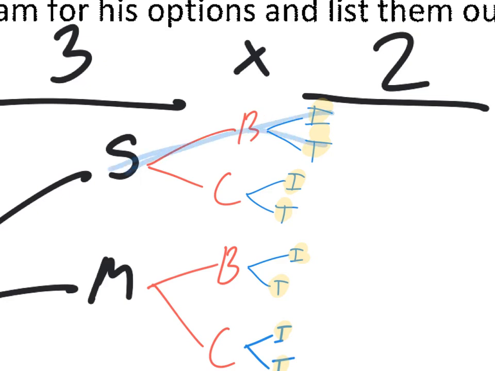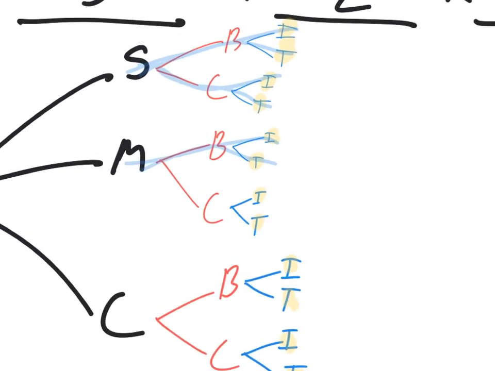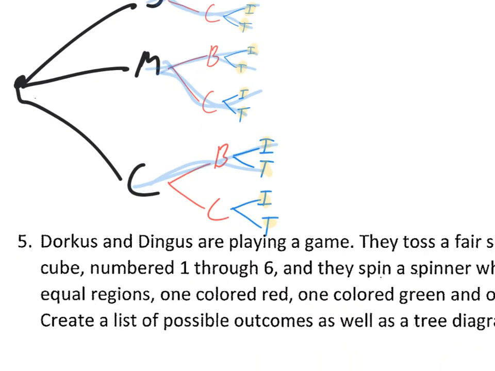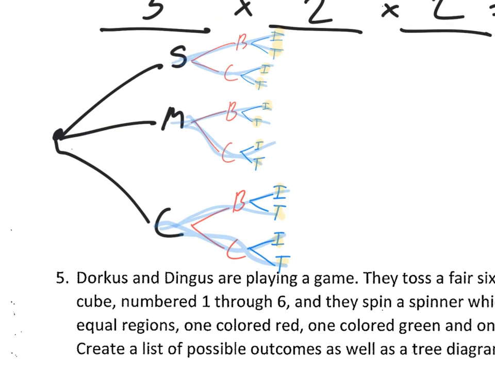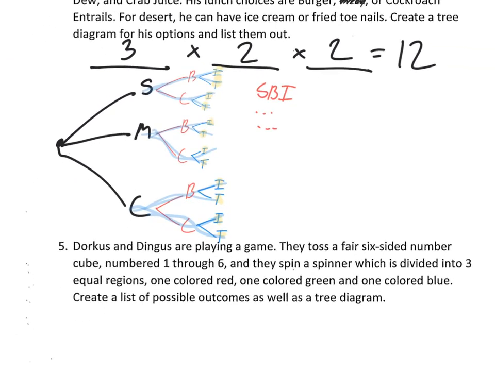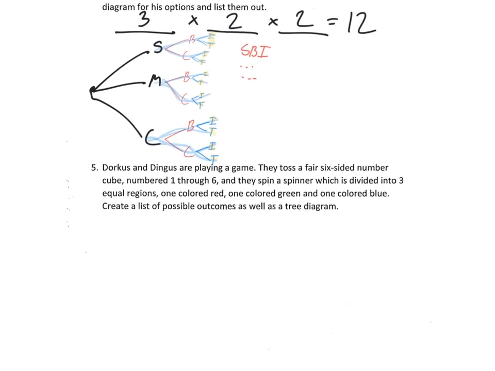SBI, SBT, SCI, SCT, MBI, MBT, MCI, MCT, CBI, CBT, CCI, CCT. I mean, those are all of your options. I just want you guys to see how to write that, or how to follow the tree diagram. So you start off with SBI, and then you guys are going to list all those other ones out on your own for that part. Should be only 12, so that one won't be too bad.